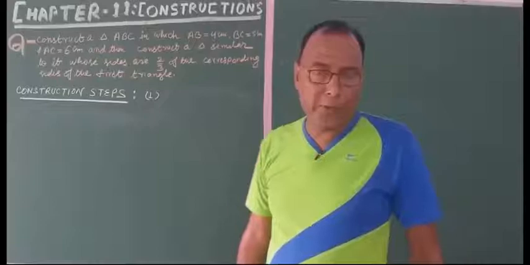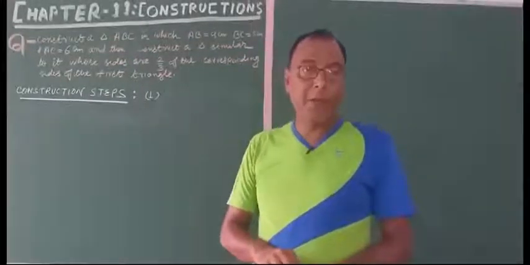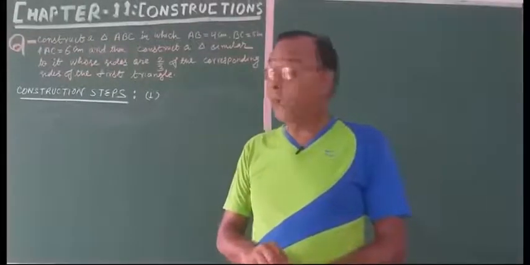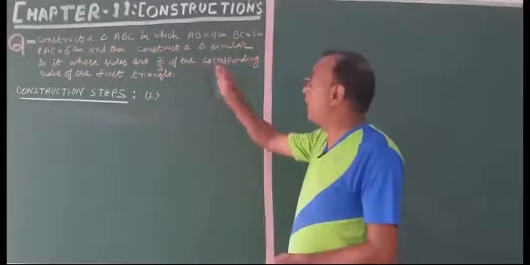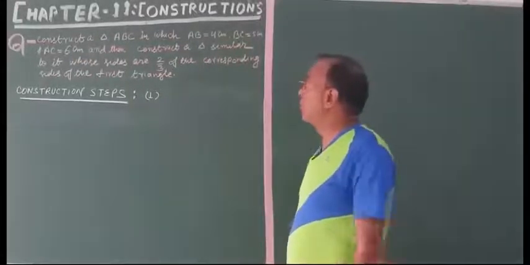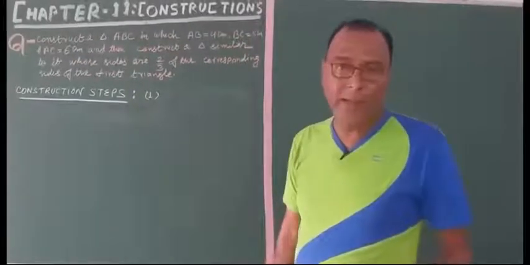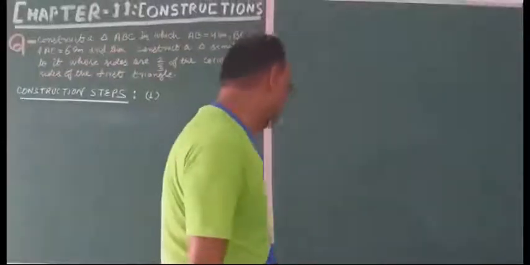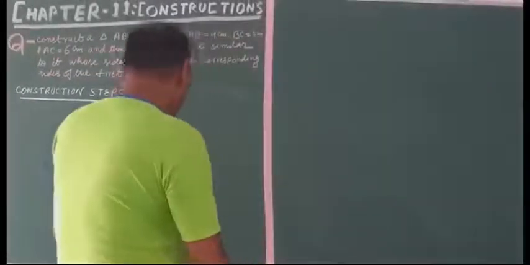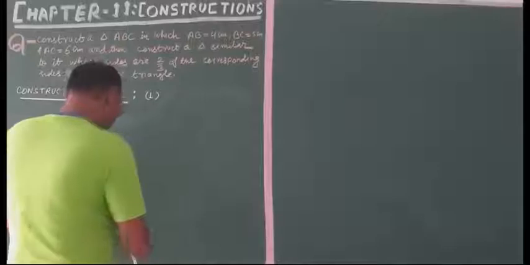What you have to do in this question? First you have to draw the triangle ABC. This triangle ABC in which AB is equal to 4, BC 5 and AC is equal to 6 centimeter. The first step is this.